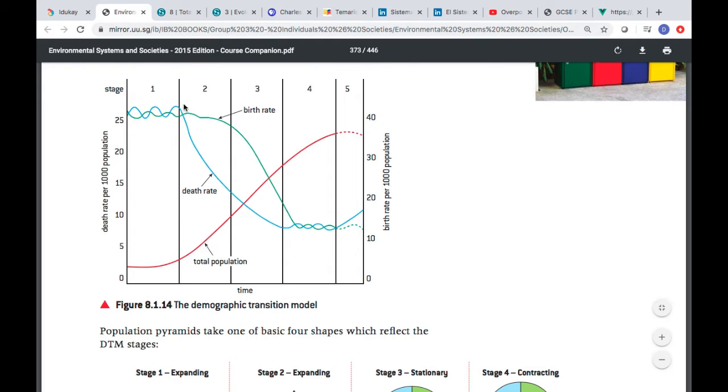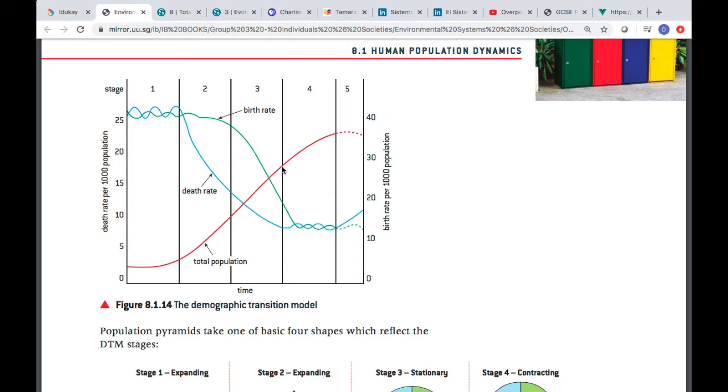That is stage 1. In stage 2, we can see that the birth rate increases or is maintained and the death rate decreases. So we're having more births and fewer people dying, and the total population line is increasing, as you can see. Then in stage 3, in some countries the birth rate decreases and the death rate decreases slightly, but the population is still increasing. Okay, because as you can see, the death rate is less than this one.